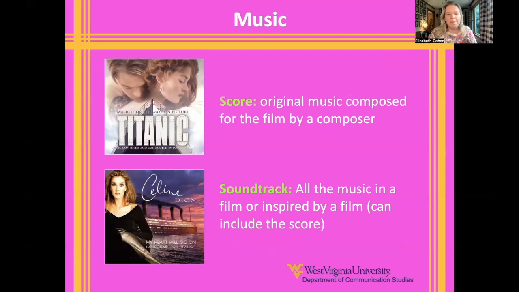But I need you to understand this difference, because this is actually kind of a pet peeve when you're writing. A musical score is the stuff that's composed. It is usually orchestral music that is made for the film. So I have this example now.